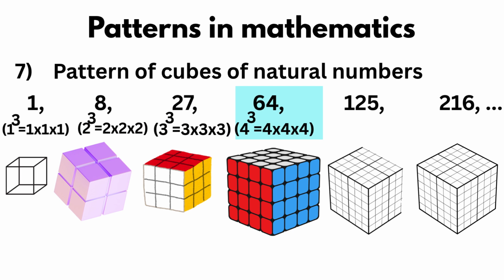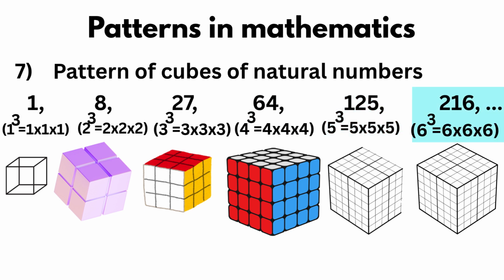64 is 4 cube, that is 4 is multiplied 3 times. 125 is 5 cube, that is 5 is multiplied 3 times. And 216 is 6 cube, that is 6 is multiplied 3 times. Thus, numbers contained in the pattern of cubes are 1, 8, 27, 64, 125, 216, etc. Pictorial representation is given below for each cube.